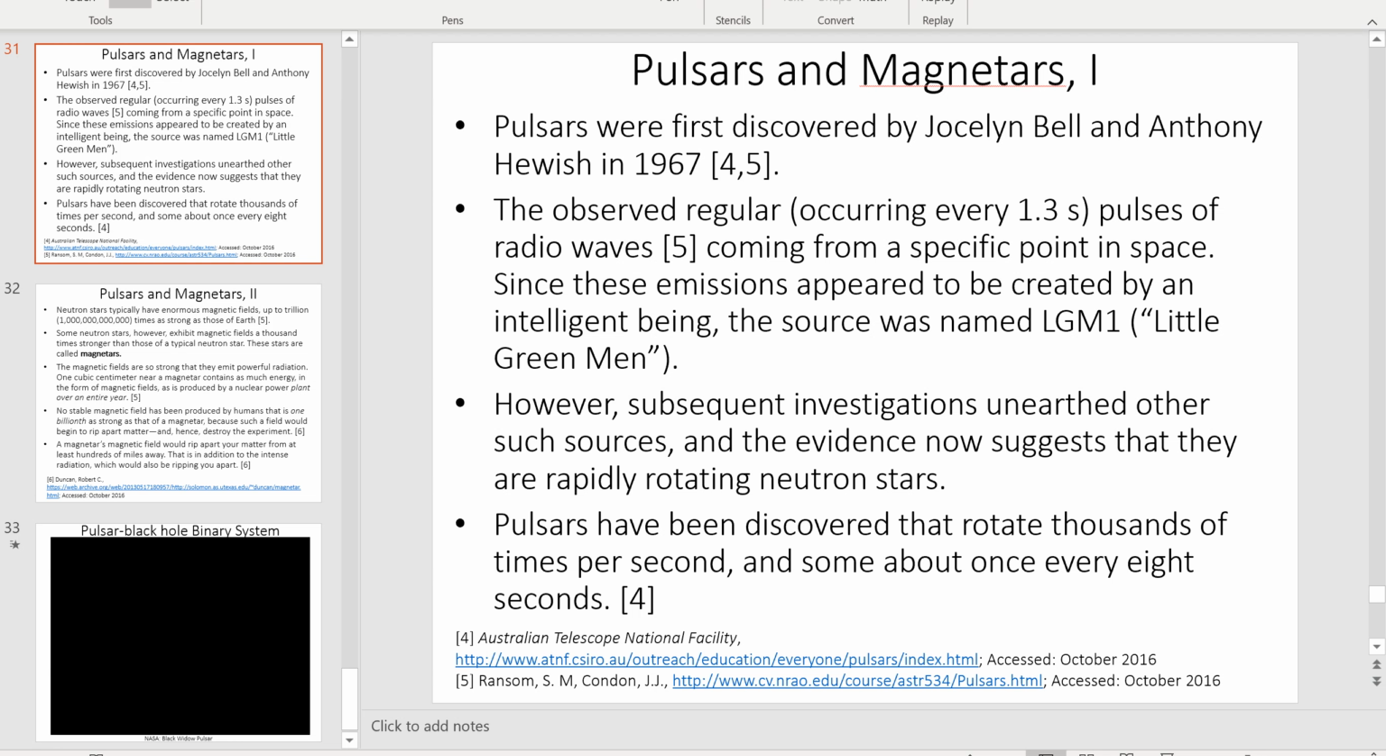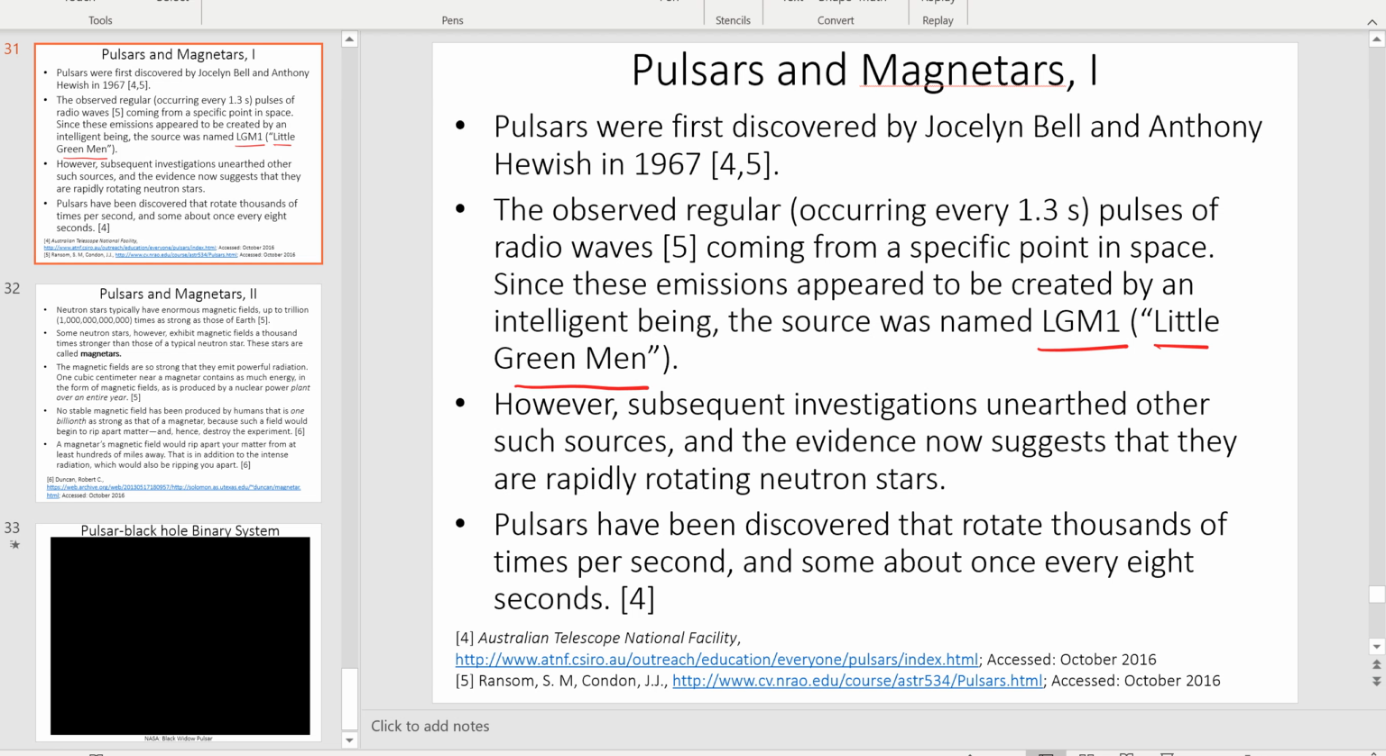These two astronomers, Jocelyn Bell and Anthony Hewish, discovered a pulse which occurred every 1.3 seconds in the radio wave part of the spectrum, and it was coming from a particular point in space. And so they humorously named it LGM1, meaning Little Green Men 1. The reason they gave it this humorous title is because this is similar to the kind of signal that we would expect to see from an extraterrestrial source.